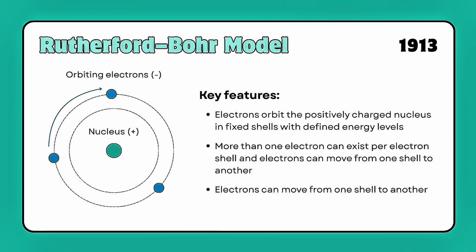Basically, electrons were now doing parkour inside atoms. This became the Rutherford-Bohr model. Scientists loved this idea because it explained many observations about atoms. But wait, another mystery appeared.